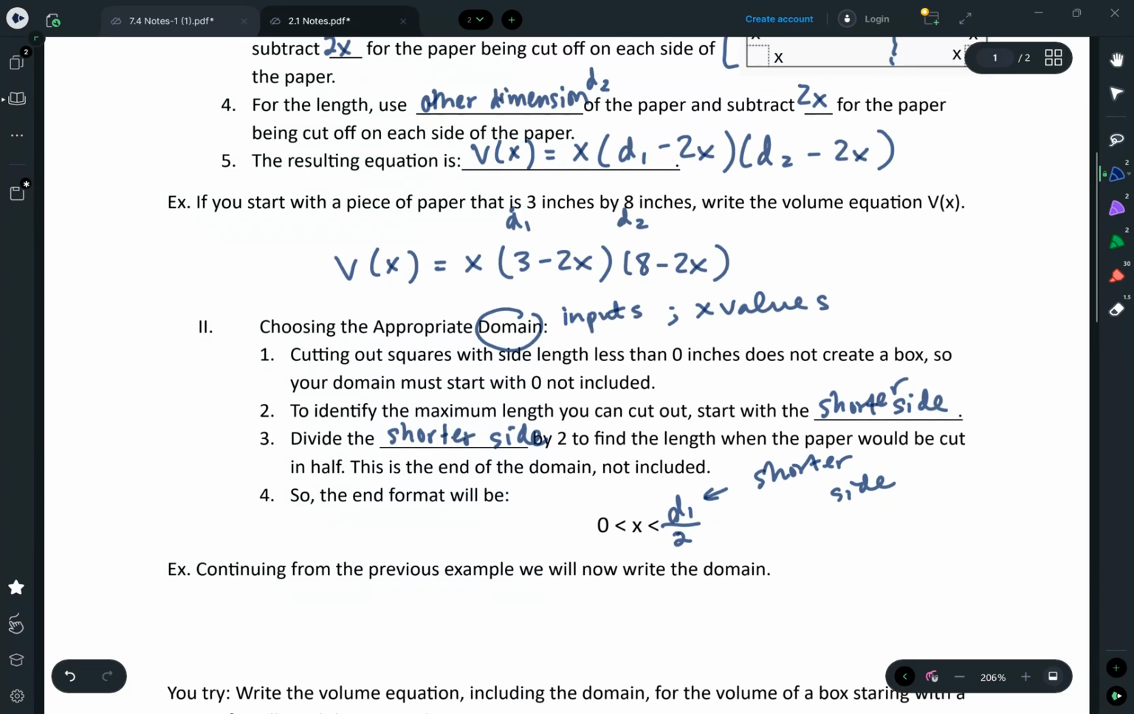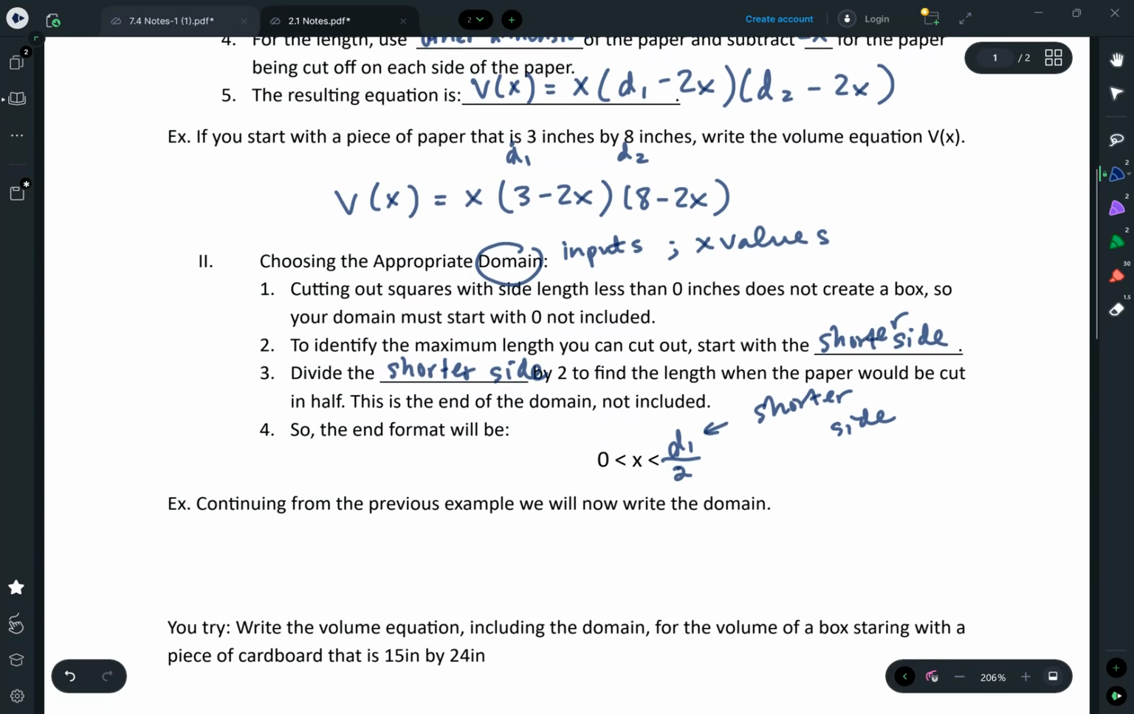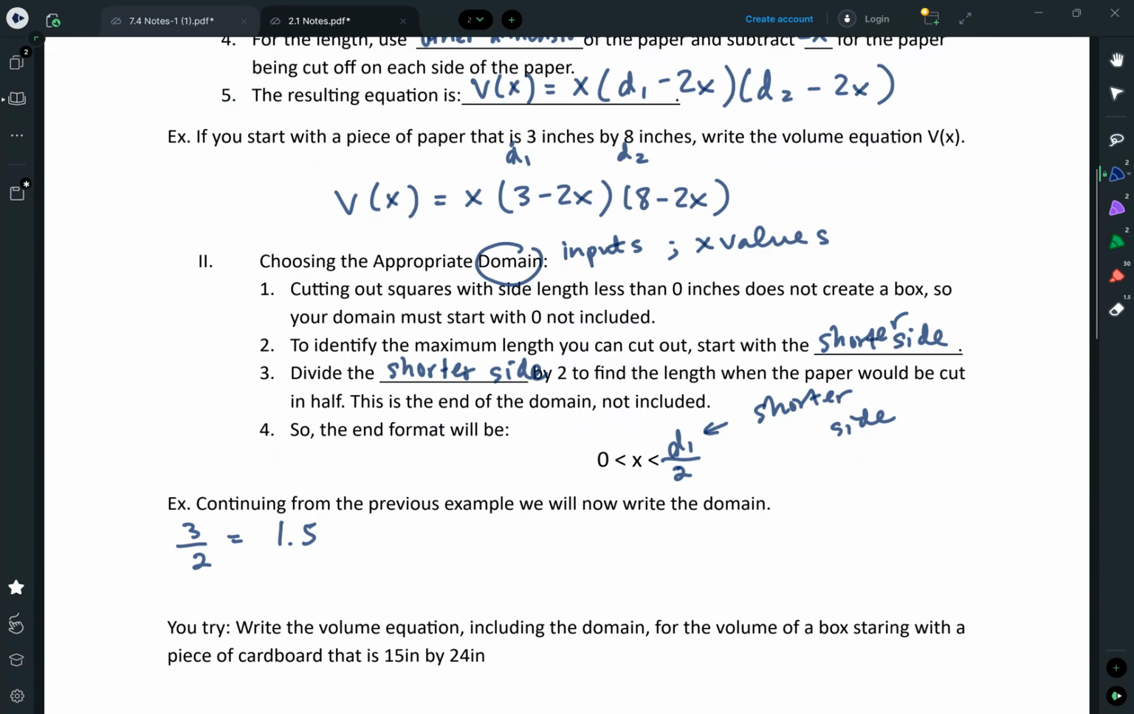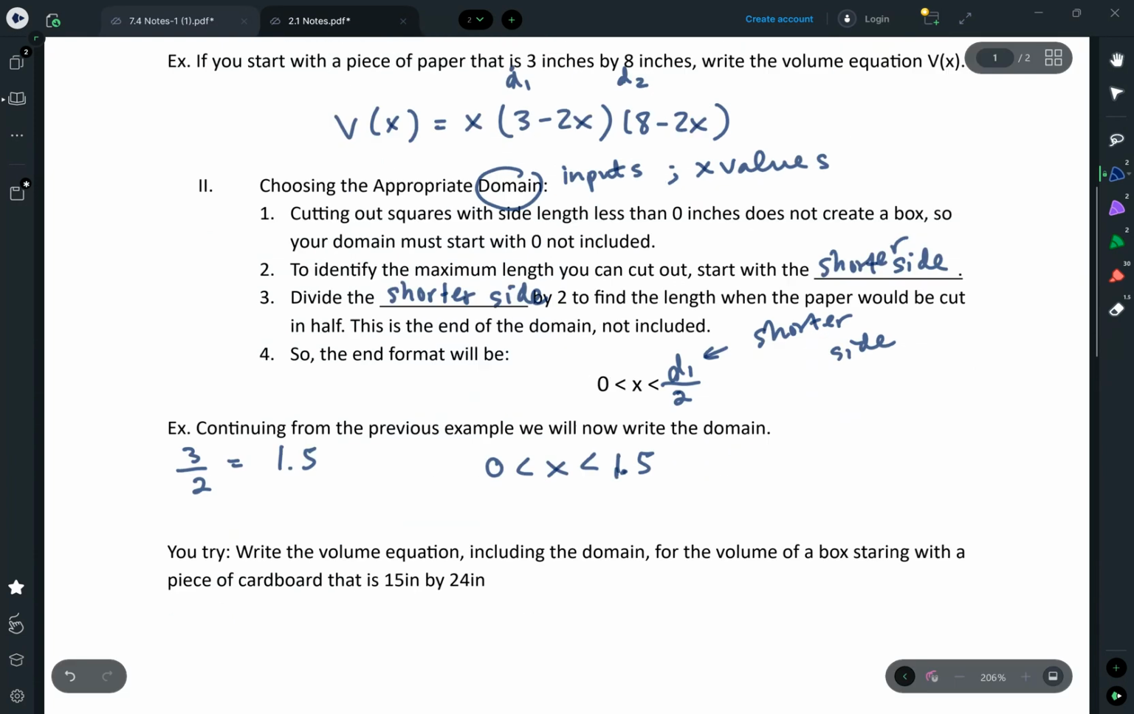So if we think about our previous example, my shorter side was 3. So 3 divided by 2 would just be 3/2, or it could be 1.5. So my domain would be 0 less than x less than 1.5 or 3/2, right? We could write either one of those. Usually I have you guys write fractions, but for something like this, 3/2 might be a weird volume. It might make more sense to use decimals.